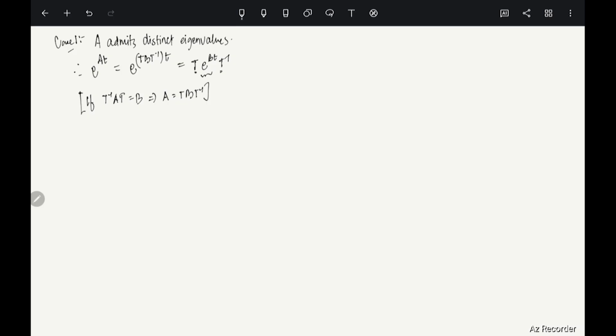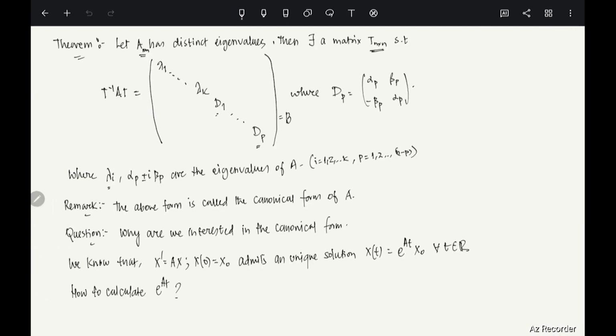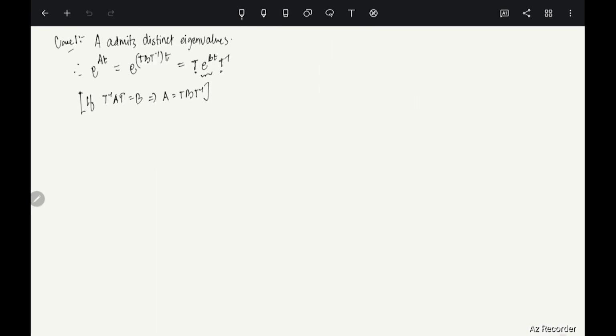Now the main question is this: how does one find e power Bt? That's the main question. Then we will solve one problem and I will show you how to get the answers. So now let's look at this. See, why this canonical form is important. What is e power Bt? See, B looks like what? For example, without going into a general case, let me give you an example that will make everything clear.